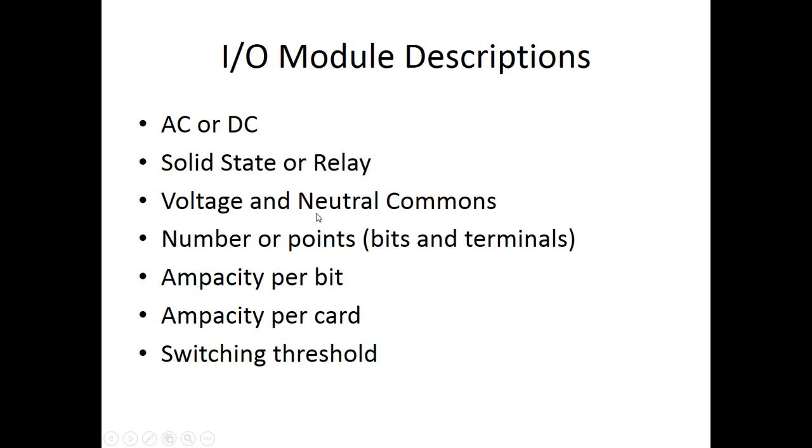We talked about the number of points, so a lot of our cards are 16 bits, so the output modules might have 2 voltage taps, 8 bits per voltage tap. We talked about ampacity per bit, so on the output modules, those were about half an amp or less, and so we need to use an interposing relay to turn on big things. Ampacity per card, the whole card, all 16 bits, was about 8 amps. So those solid state cards don't handle a lot of amps running through them.